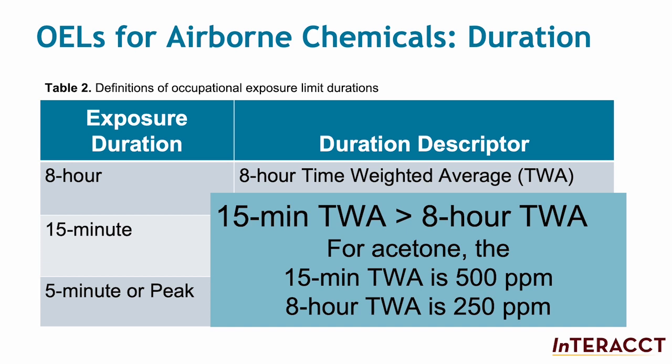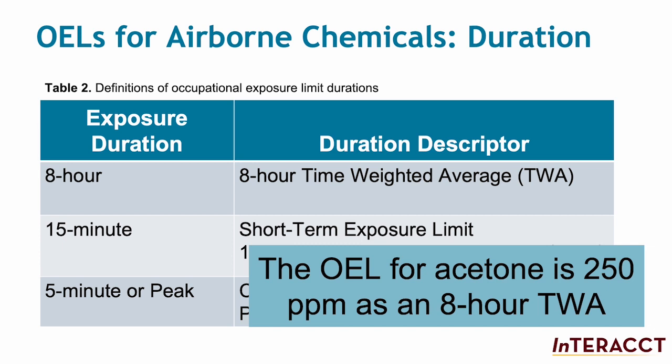One chemical may have OELs specified for multiple durations for different health effects. When this occurs, the OEL assigned for the shorter exposure duration is typically a higher airborne concentration than the OEL assigned for the longer exposure duration. For example, for acetone, the short-term exposure limit over 15 minutes is 500 ppm, while the exposure limit for an 8-hour time-weighted average is 250 parts per million. It is common to make the exposure duration explicit when referring to an OEL to ensure that it is correctly understood. For example, we would say that the OEL for acetone is 250 parts per million as an 8-hour time-weighted average.